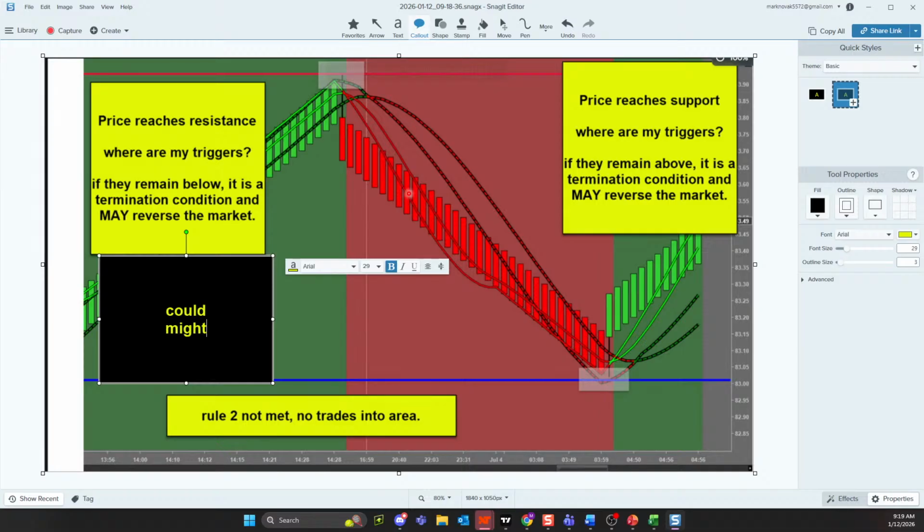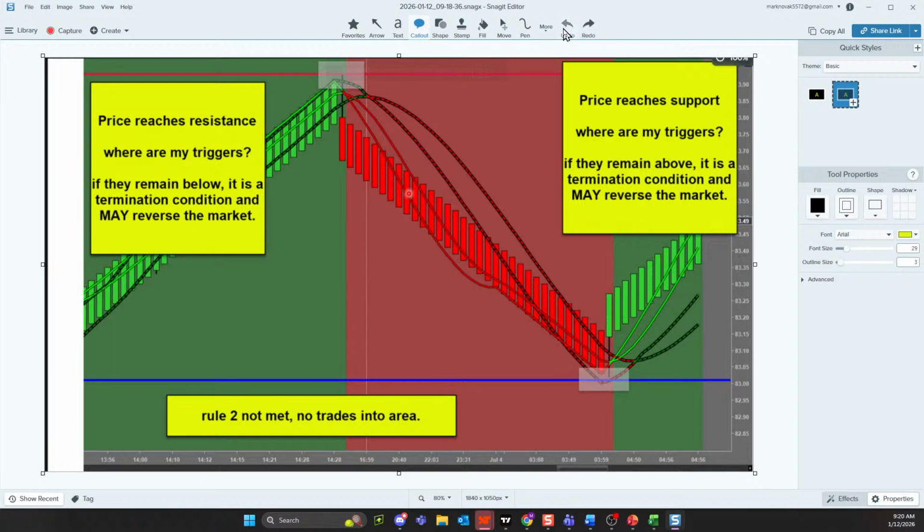It might reverse the market completely. It may create a bounce. It never should. It never will. It never has to. It's important that you understand that you're not in control of the market, but this very simple recipe is going to keep you out of a lot of trouble.